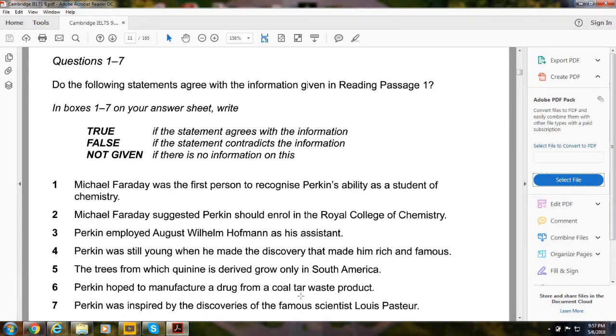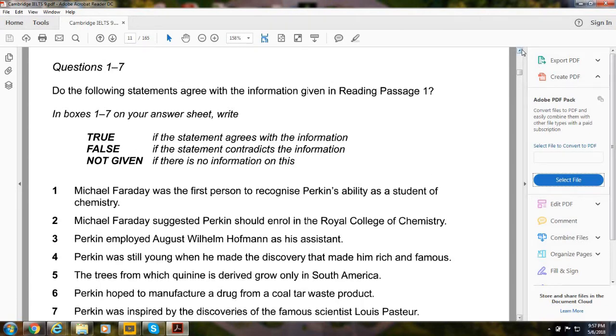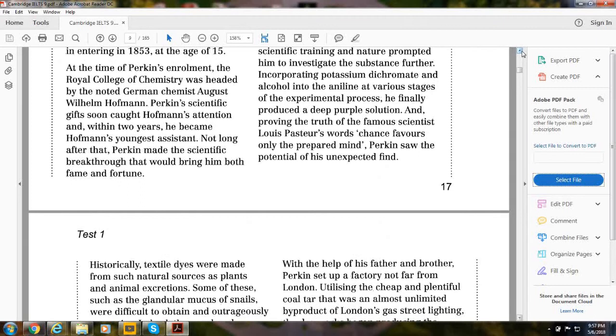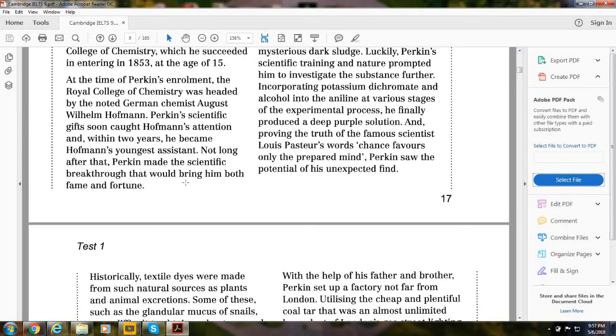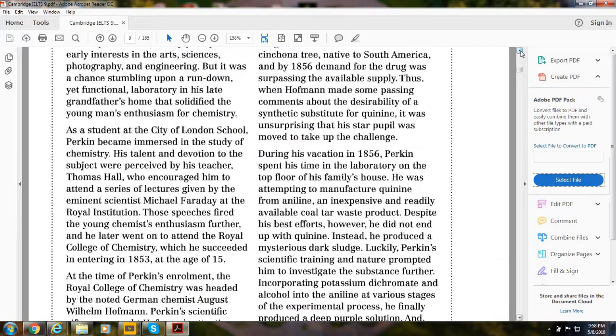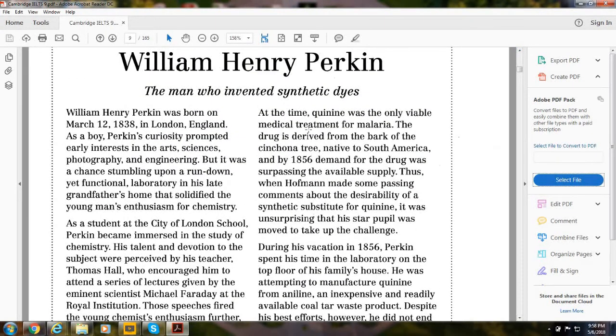The trees from which quinine is derived grow only in South America. What you got to do now is look for the tree, quinine, and grow only in South America. Spot these three things out in one statement, and wherever you were able to get your last answer, you should try to read ahead of it. Let me take you up here, because the last answer was in the last two here. What you're looking for is the quinine tree, and then that it grows only in South America.